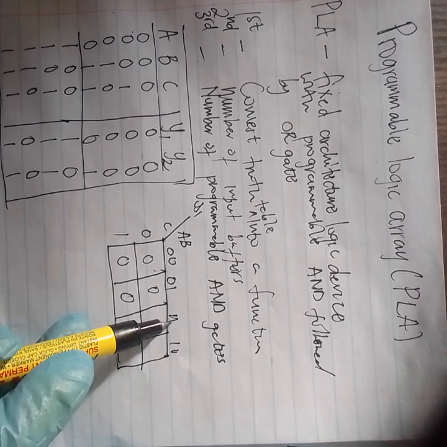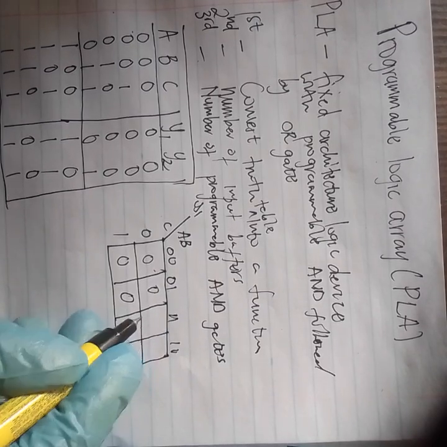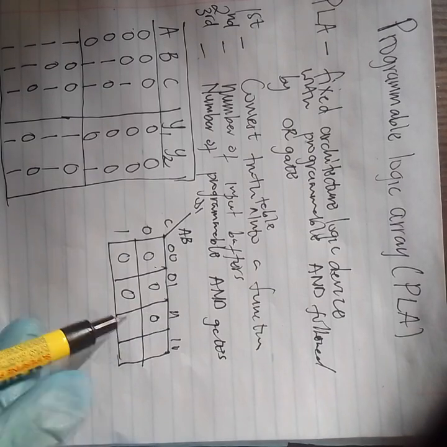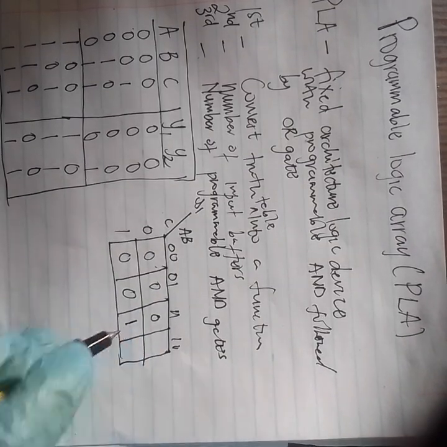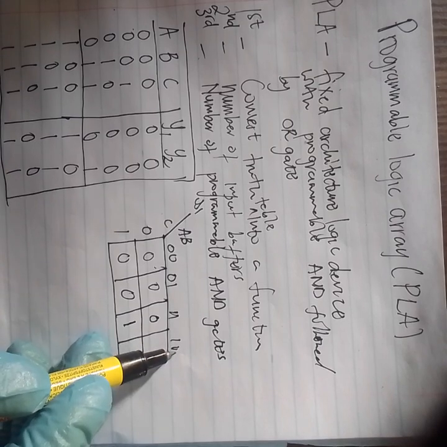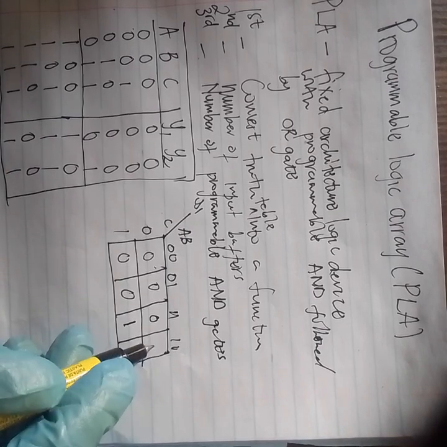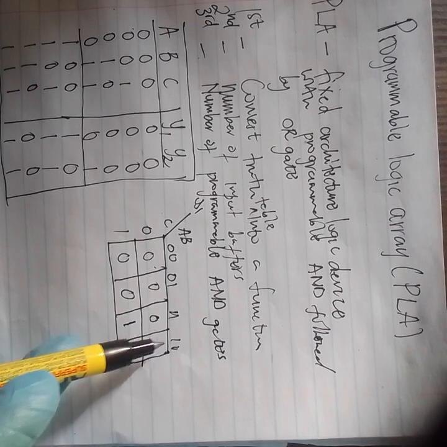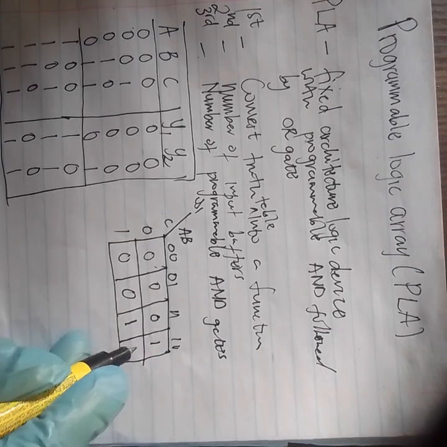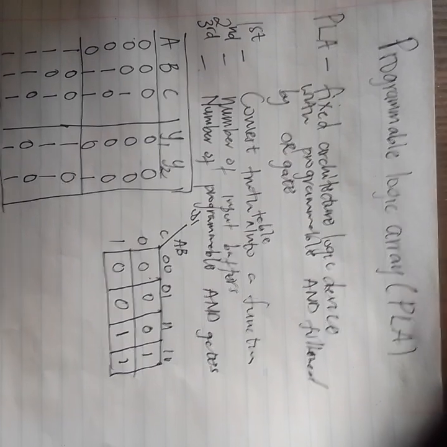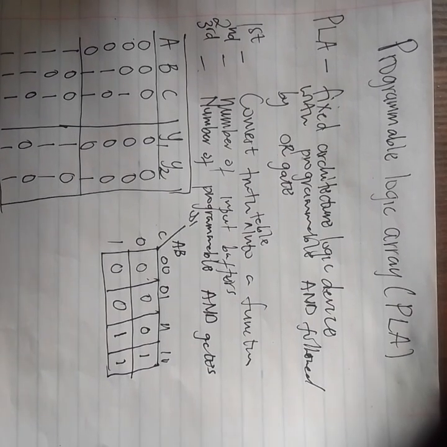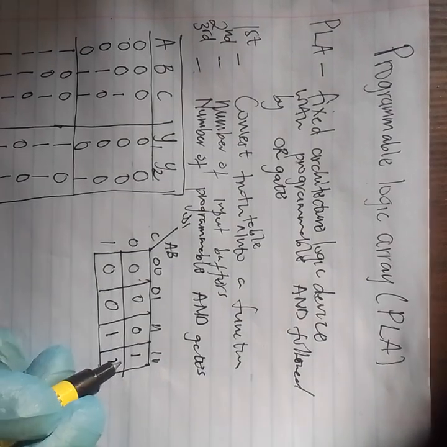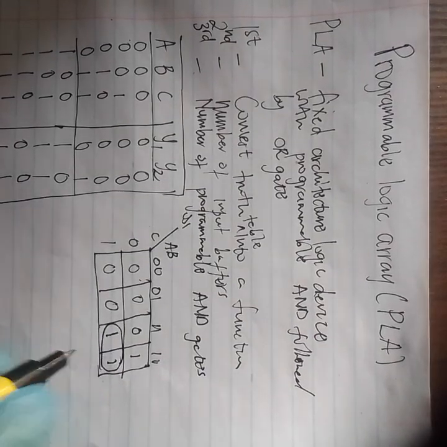When A is 1, B is 1, and C is 0, we are having a 0. When A is 1, B is 1, and C is 1, we are having a 1. When A is 1, B is 0, and C is 0, we are having a 1. When A is 1, B is 0, and C is 1, we are having a 1. Now, we have to group the ones.